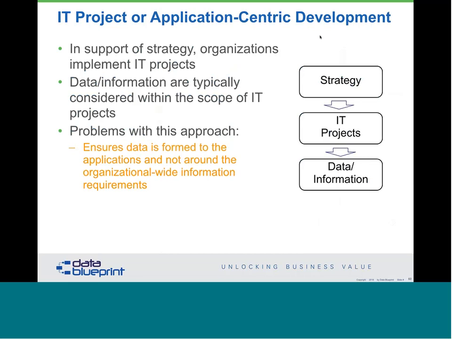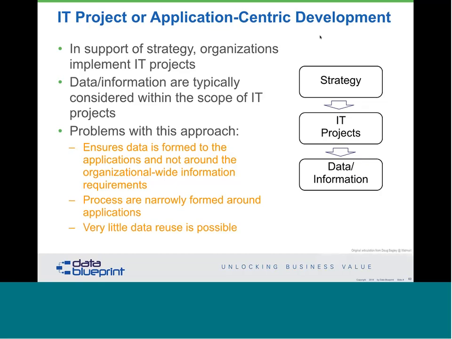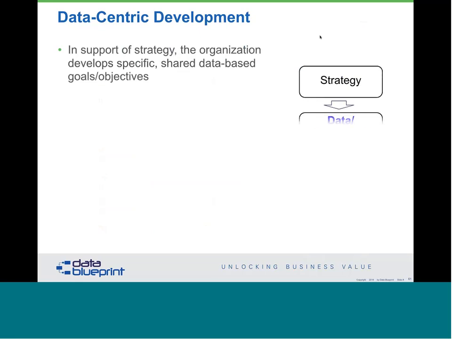because as long as we're doing IT and then data, this ensures that the data will be formed to the applications and not around the organization-wide information requirements. That our process architecture is narrowly formed around the applications, resulting in very, very small amounts of data that are being reused across organizations, hence the amount of rot that I talked about on a previous slide. So the transformation is, let's talk instead about data-centric development. Unfortunately, we haven't written the textbooks on this, so consequently they're not being taught in college and university, but let's just see what would happen if we did it this way.